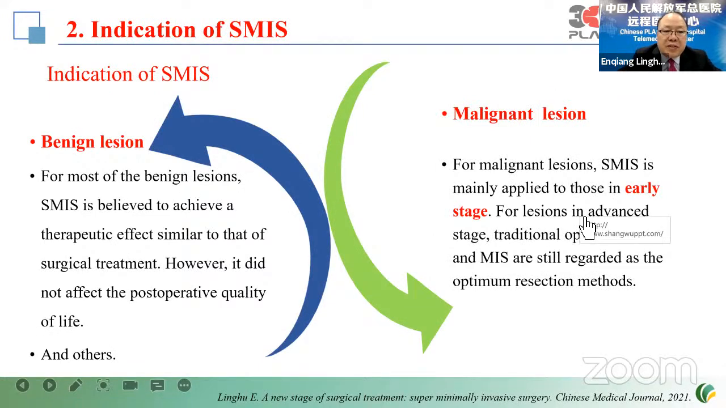For the same indications, that is for benign lesions, for most of the benign lesions, SIMS is believed to achieve a therapeutic effect similar to that of the surgical treatment, however, it does not affect the post-operative quality of life, and other benign lesions, some other non-tumors. For malignant lesions, SIMS is mainly applied to those in early stage. For lesions in advanced stage, traditional open surgery and minimal invasive surgery are still regarded as the optimal resection method.